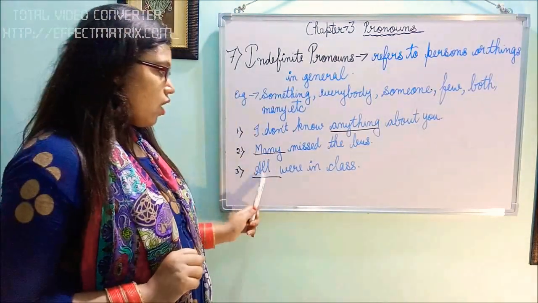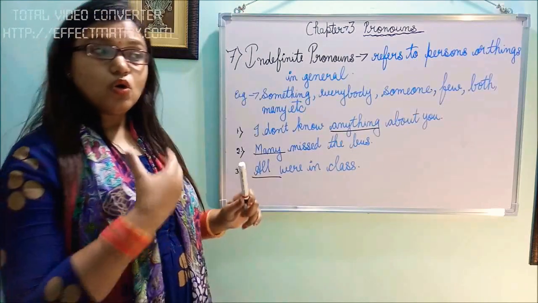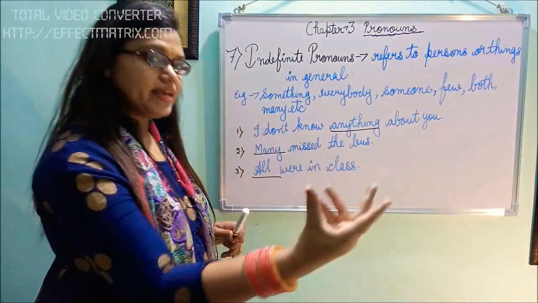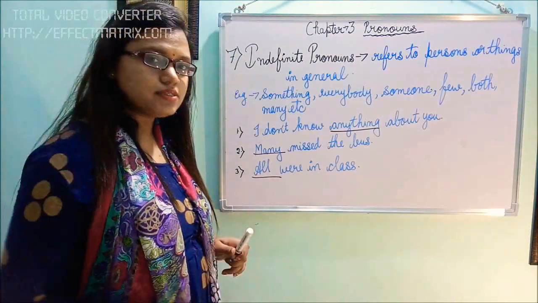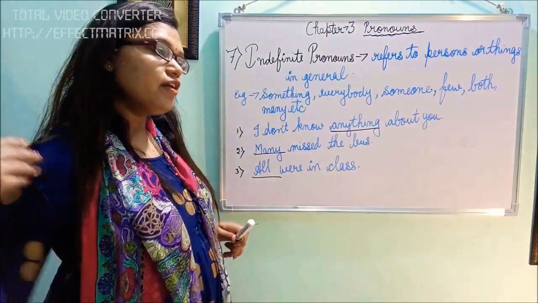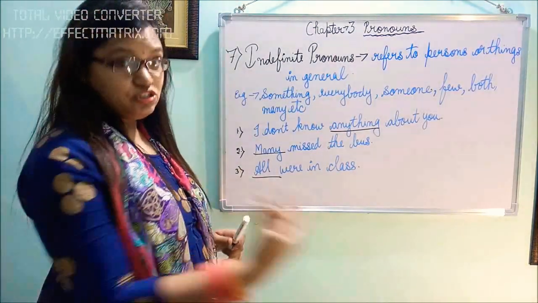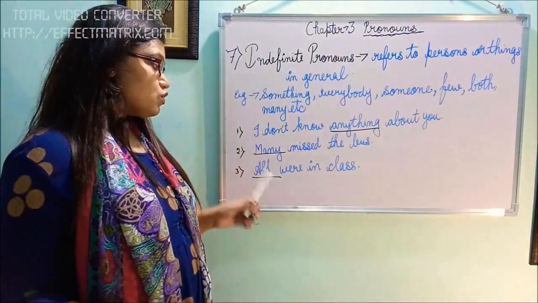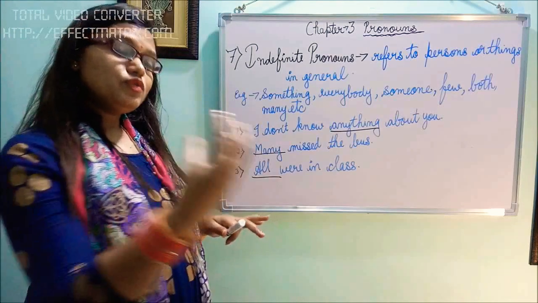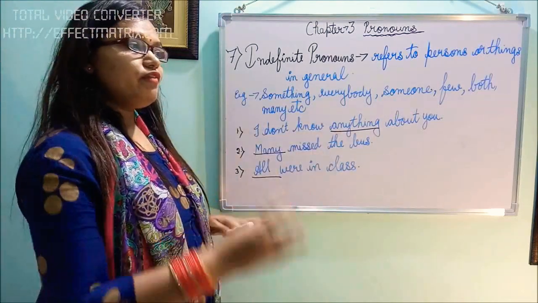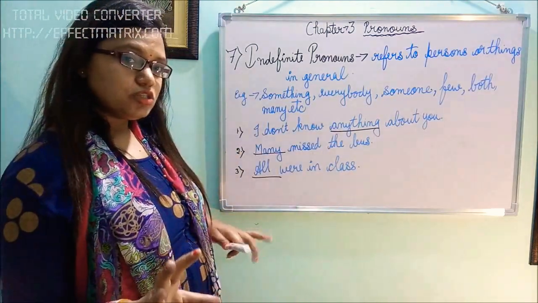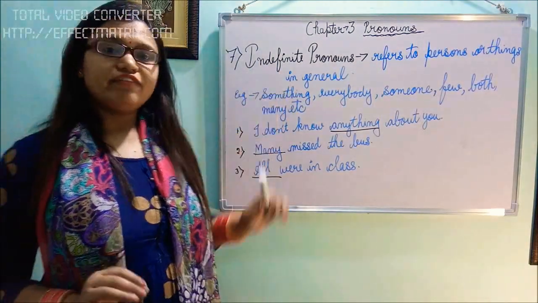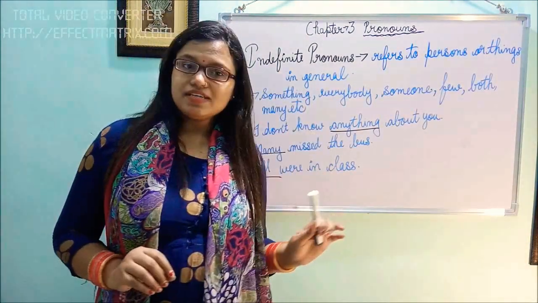Understand? All were in class. We are not talking specifically about boys, girls, teachers. We are talking simply about all were in class. Maybe teachers were also in class, students were also in class. Understand? So, the words which we use when we don't know the specification, we call them indefinite pronouns. Understand?